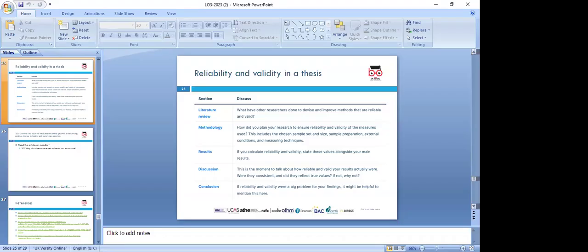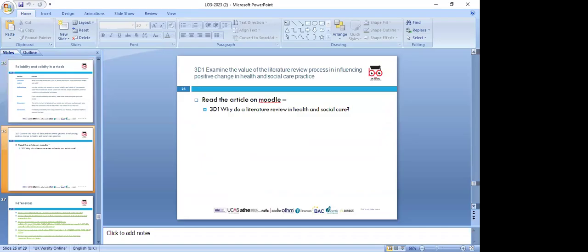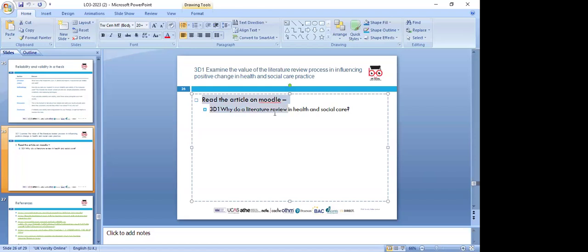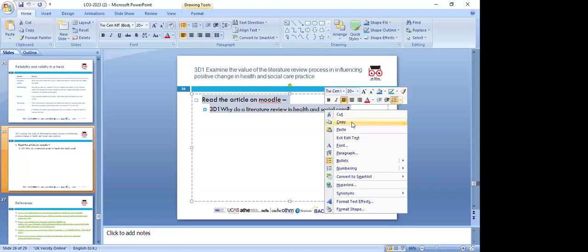All right. Good. And then let's crack on to, you have to read the article, your article on model 3D1. Why do a literature review in health and social care? This you need to read about, okay? In your model.